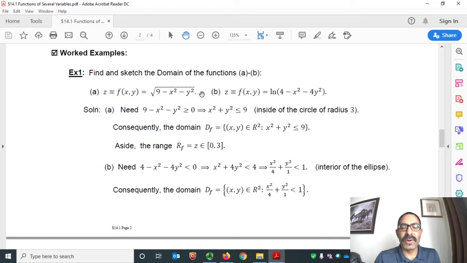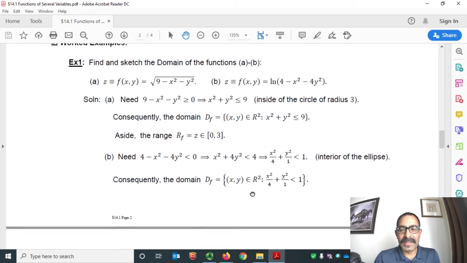So x, y can be 0. So that means radical 9 is 3. Or x squared plus y squared can be 9. Then 9 minus 9 is 0. Radical 0 is 0. So I hope this makes sense to you all. Part B.